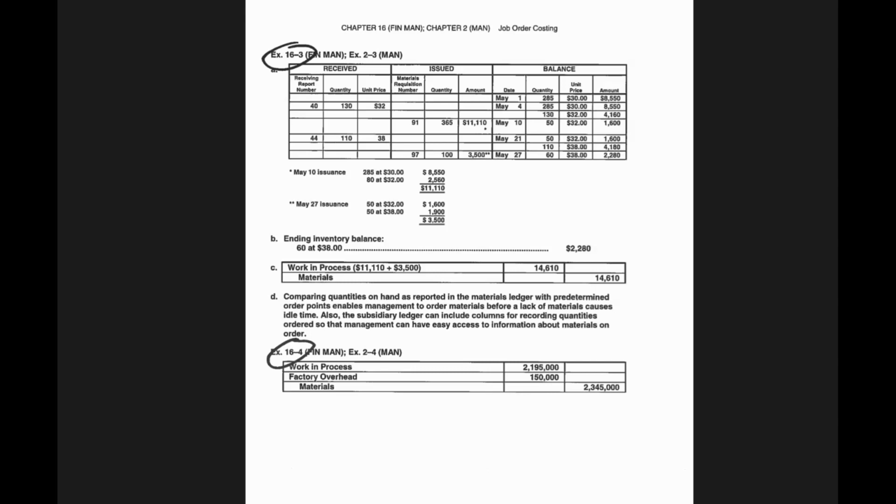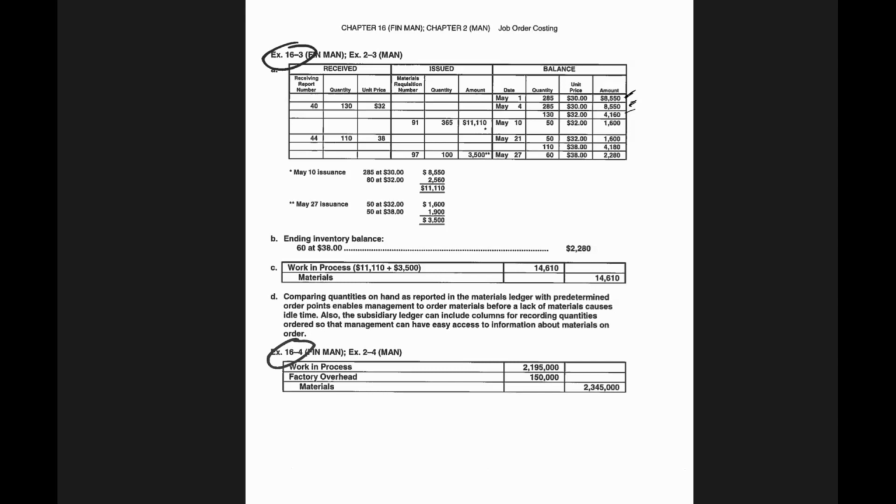All right, so here we go. On the first, they have a balance of $285, and then on the fourth, they received 130 at $32. So we bring it first in, first out. So what we do is we bring the balance down, and then we add the 130 at 32 for a new amount.